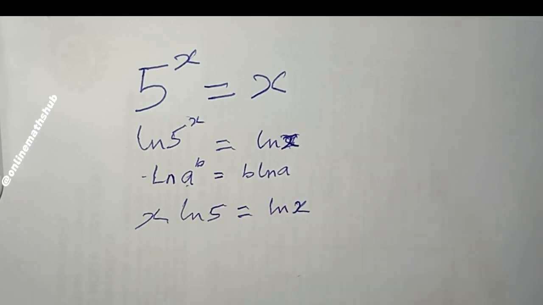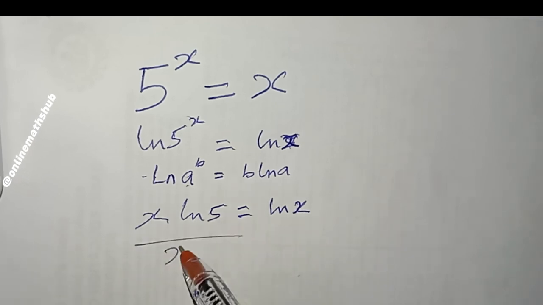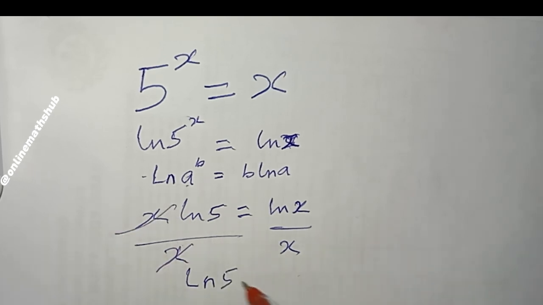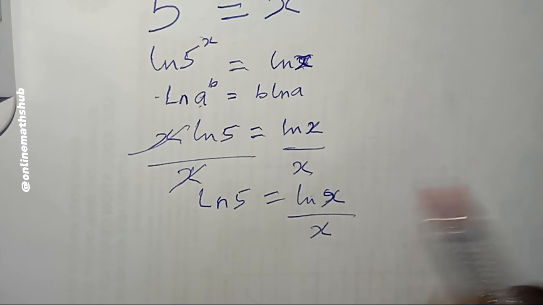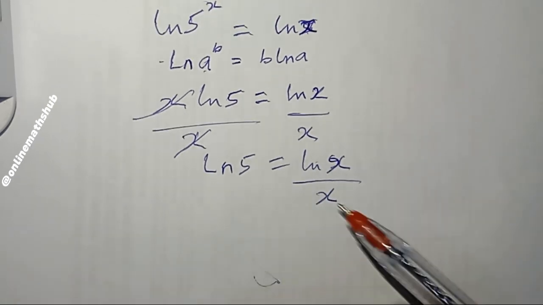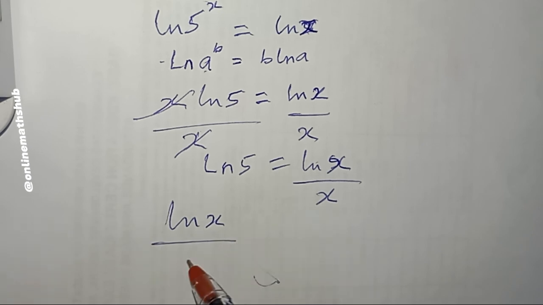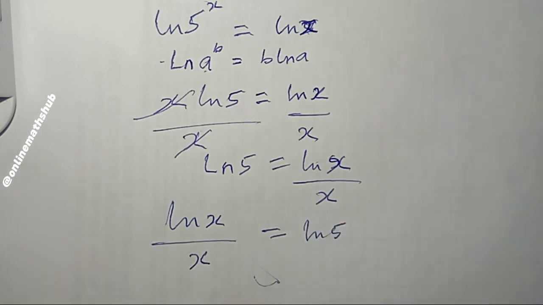The next thing I want to do is group the values that I have right there. I'm going to bring this variable right here so that this constant over here will be alone. So I'm going to divide through by x. So I have natural log of 5, because this is going to cancel this, is now equal to the natural log of x divided by x. For convenience sake, I'm going to write this as natural log of x divided by x is equal to the natural log of 5. I prefer it this way.